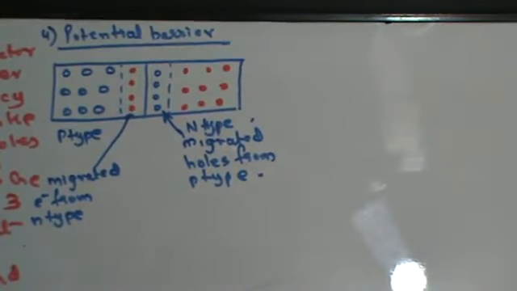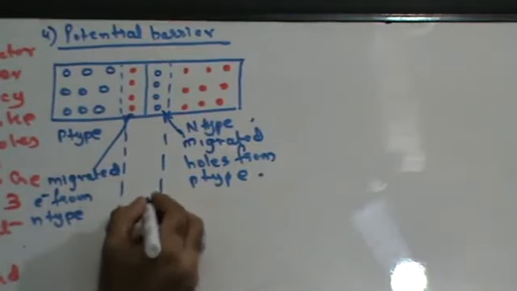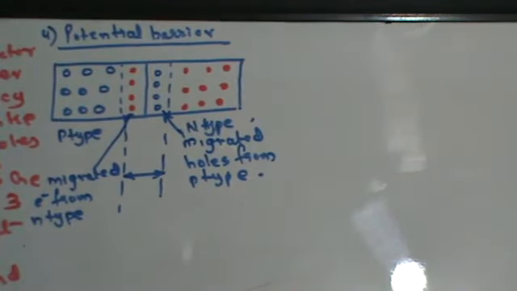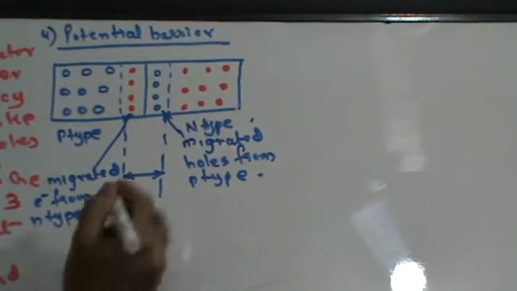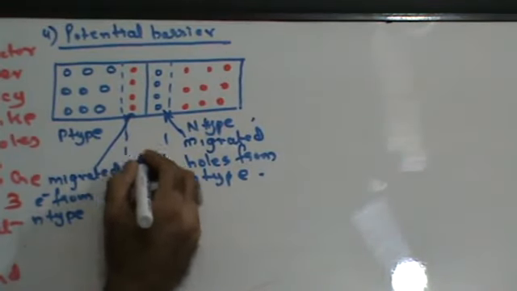Right? Now this is the space from here to here, this whole thing. This is going to be the space which is called the depletion region. Right? So this particular space is called the depletion layer.